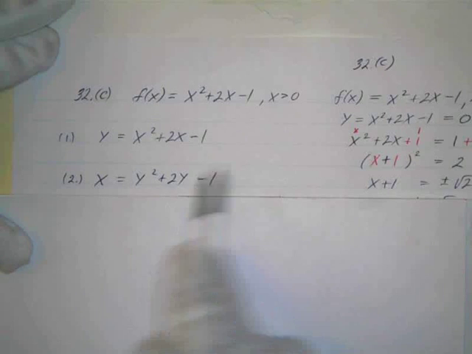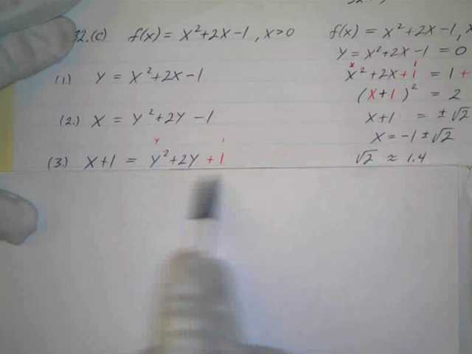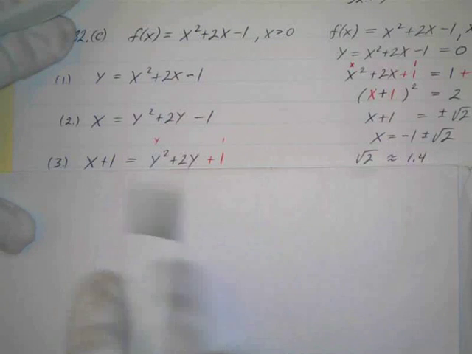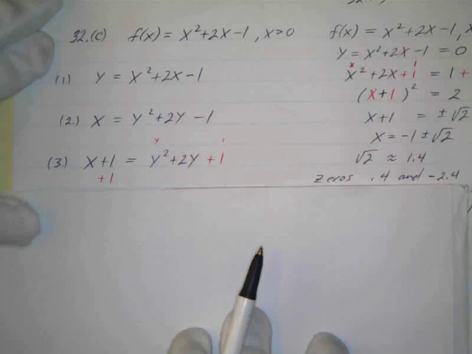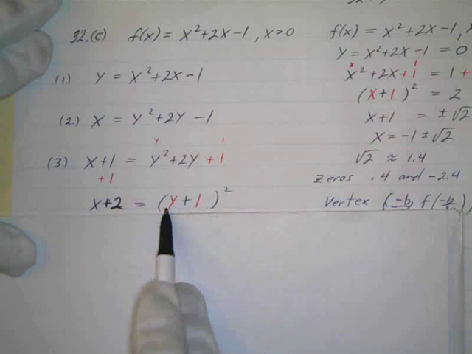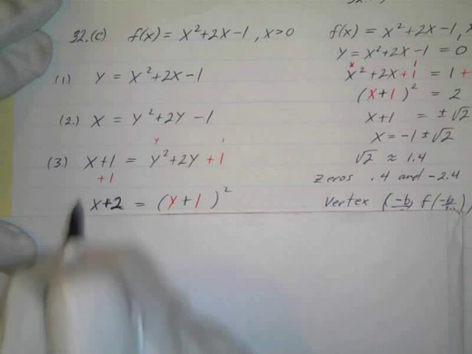Now again, we have a quadratic in y, so we can complete the square in y. So what I would do is I'd add 1 to both sides. So this is what I've got. And then I want to complete the square. So half of 2 is 1, so I add 1 to both sides. And now I've got this nice binomial squared. So y plus 1 squared equals x plus 2.